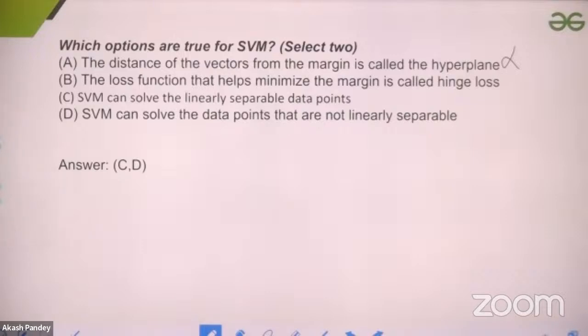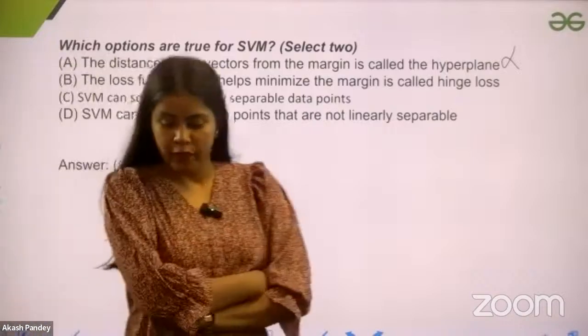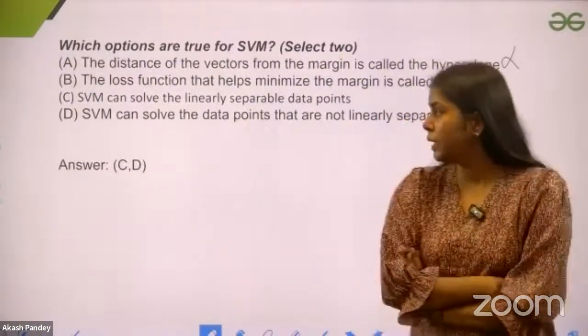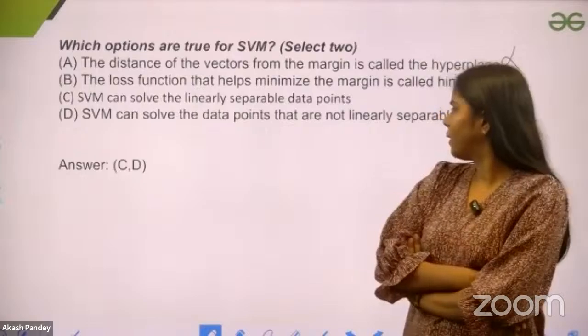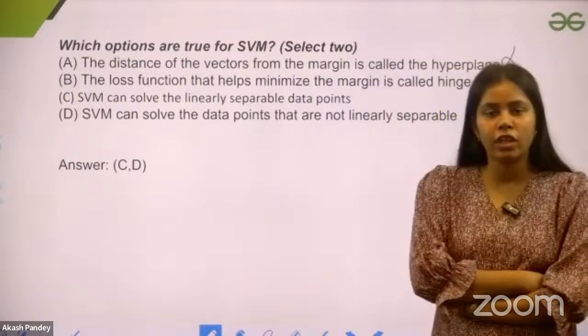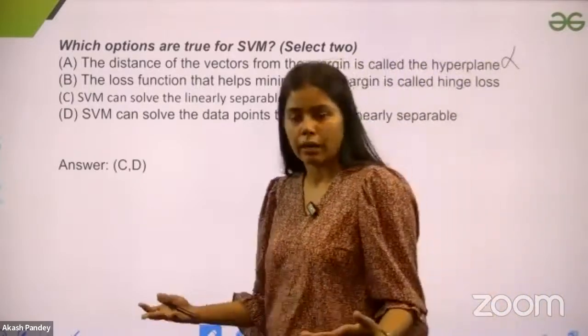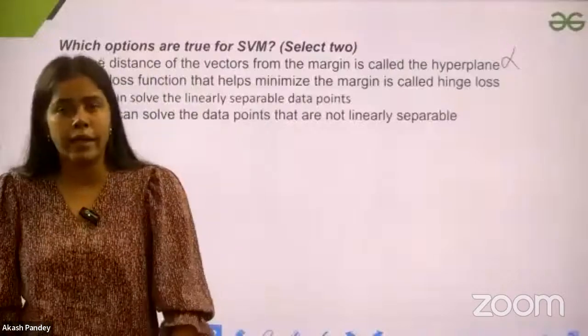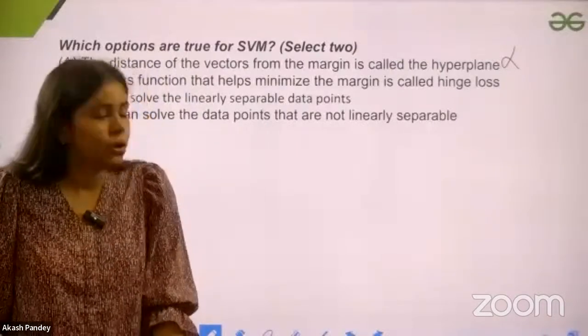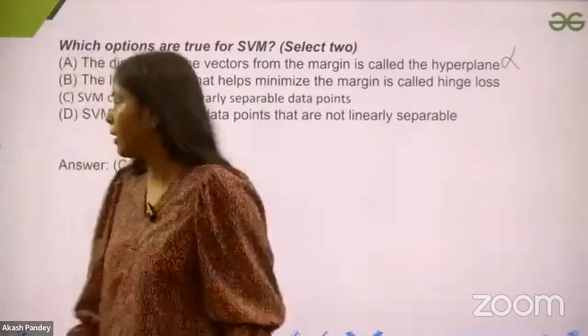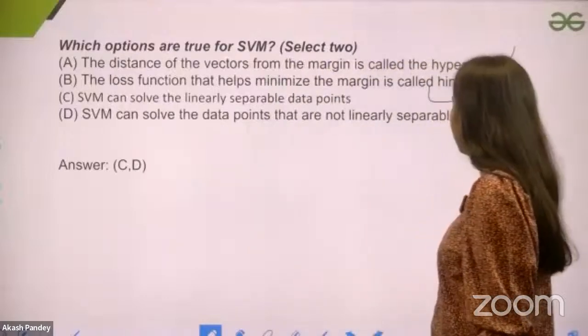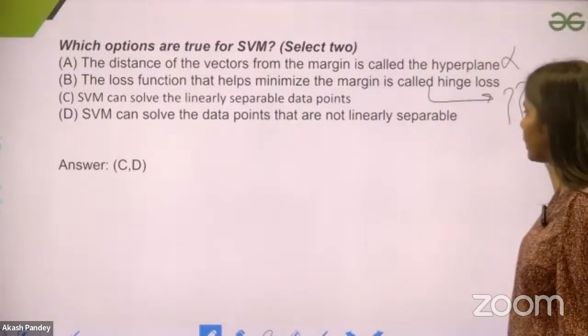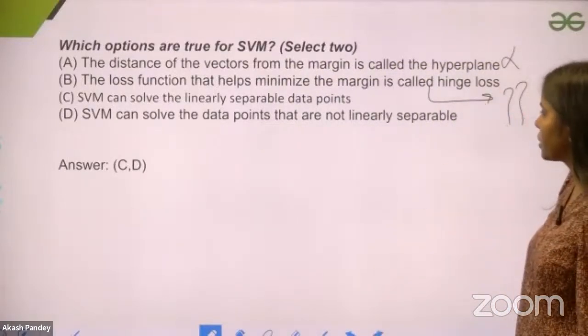Yeah, SVM can solve linearly separable data points. SVM can solve data points that are not linearly separable. So guys, obviously SVM can solve points which are linearly separable. But it can also solve points which are non-linearly separable by using a kernel, right? We add a kernel in our SVM and we are able to solve points which are not linearly separable, guys. But before this, you have to check about hinge loss. Just check this. I'm not sure about this.